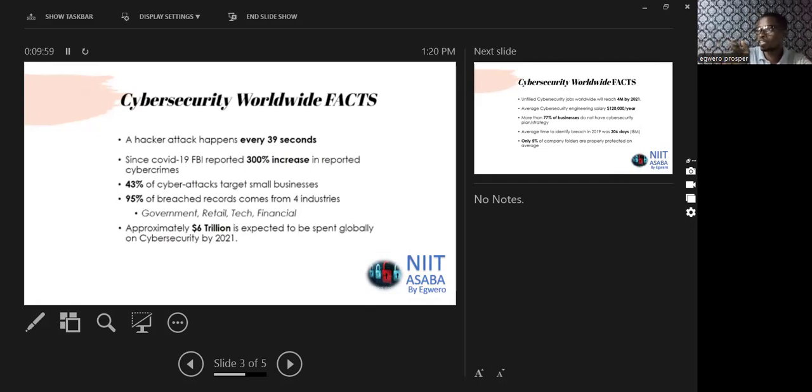So let's look at some facts that will reveal the market scope to us. Because this is the best way we can know whether there is space, whether my service will be demanded or not. Let's look at some worldwide facts. A hacker attack happens every 39 seconds. Every 39 seconds, there's an attack happening somewhere. So in a day, how many attacks do you think could have happened? Where are the mathematicians here? Let's say on the average, every 1 minute we have about 1.5 attacks. So how many minutes are in a day? How many attacks happen in a day?